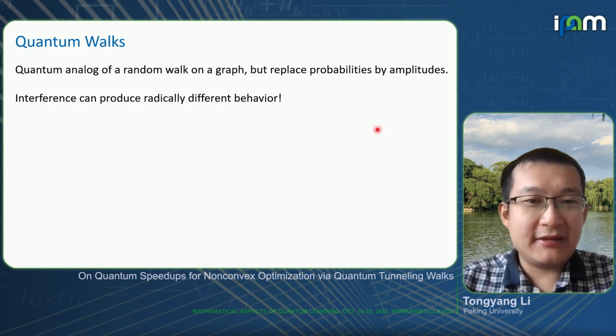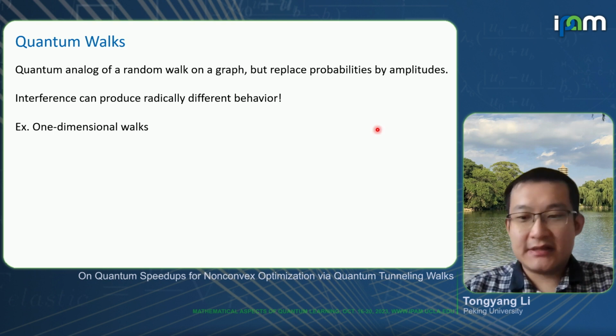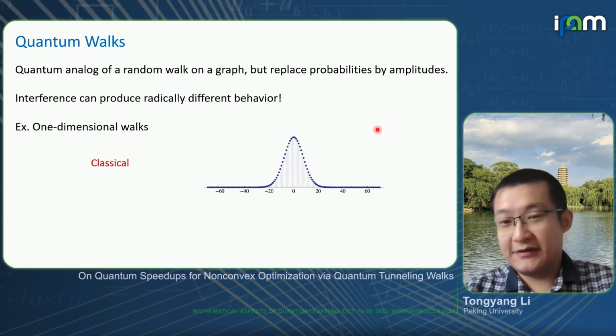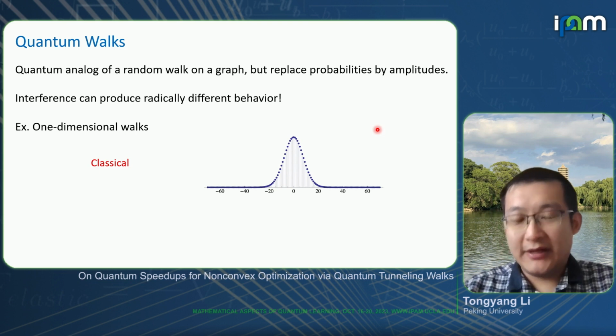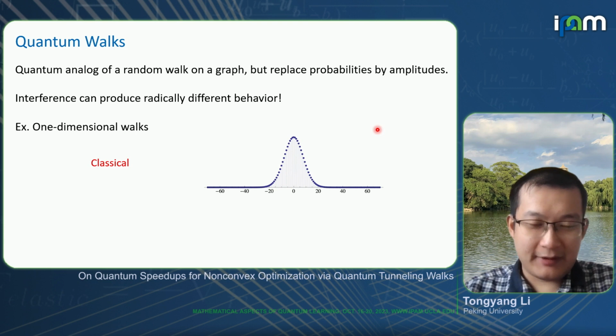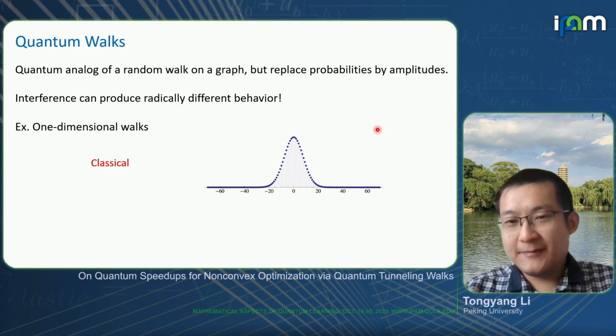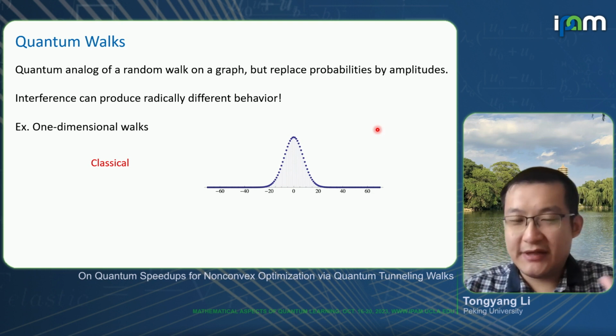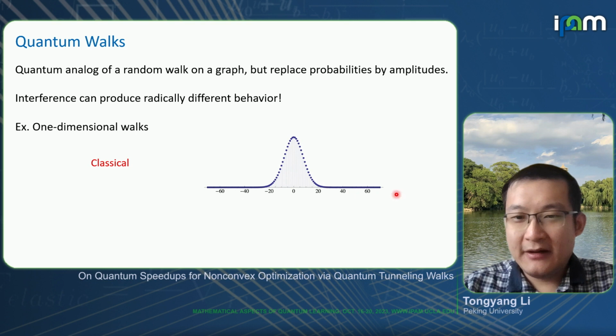For instance, if you consider a classical one-dimensional walk, you just have an axis, and you only walk on integer points: you move forward one step with probability a half, and with probability a half you walk backward. You walk for, say, 100 steps. You are going to have a behavior like the central limit theorem, a classical probability distribution like this.